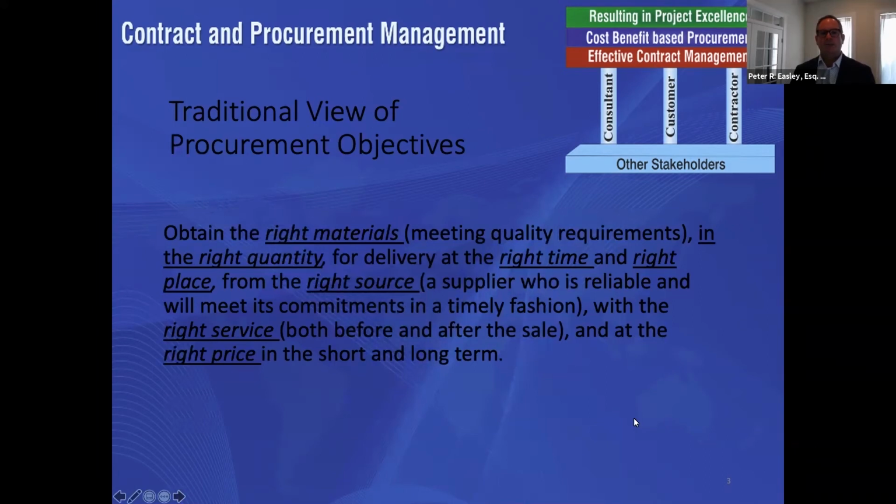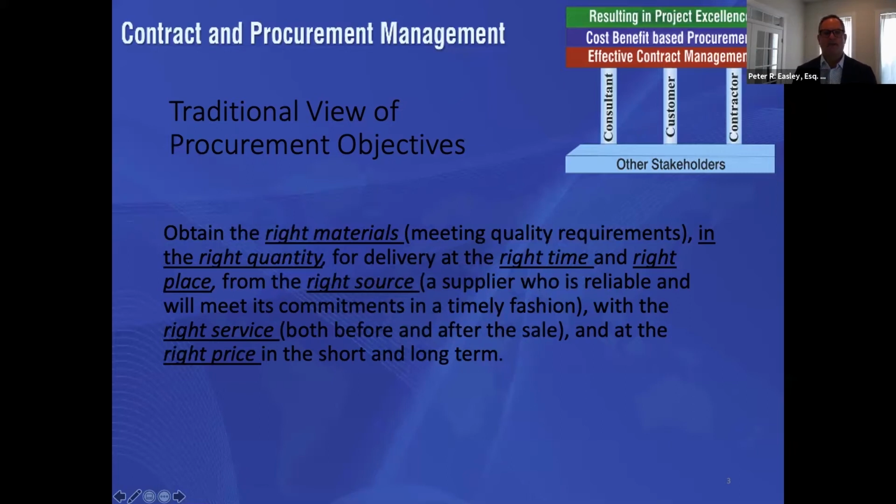So in terms of the objectives of a procurement organization, it is traditionally held that it is to obtain the right materials, meaning that it is meeting the quality requirements in the right quantity for the delivery at the right time and the right place from the right source, meaning a supplier who is reliable and who will meet its commitments in a timely fashion, with the right service, both before and after the sale, and at the right price in the short and long term.